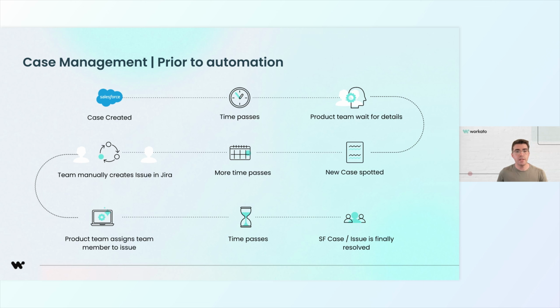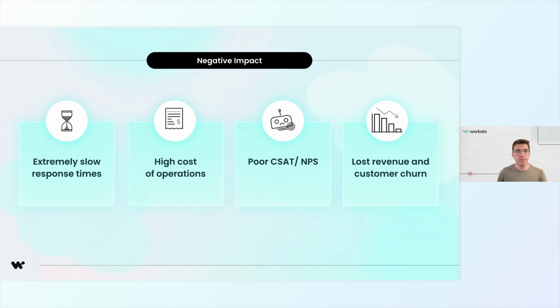So as you can see, the impact of this manual process is pretty significant. Time is wasted on low-value tasks like data entry and manual handoffs. Response times are slow, with multiple delays between teams. This leads to higher operational costs, as people spend time on data entry instead of strategic work. And worse still, customer satisfaction and NPS scores drop because of the delays in addressing customer issues. And in some cases, unresolved issues can lead to lost revenue if the customers churn.